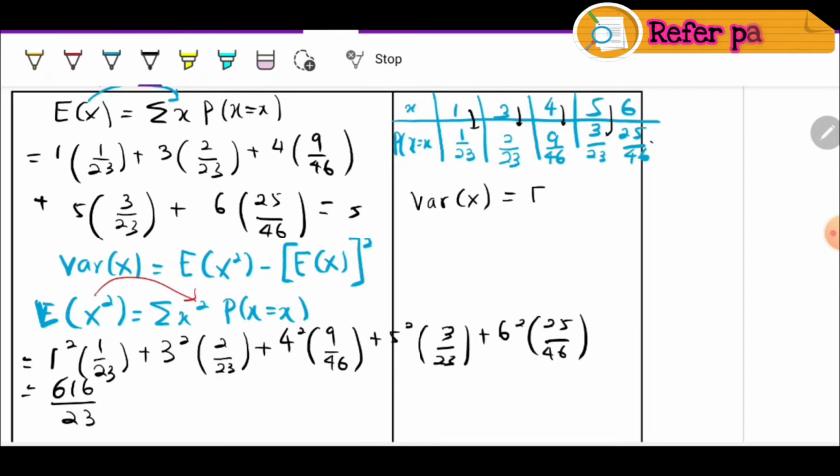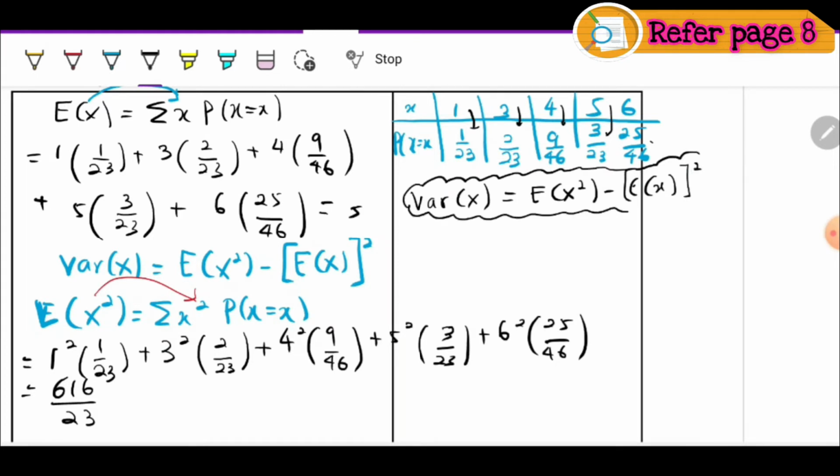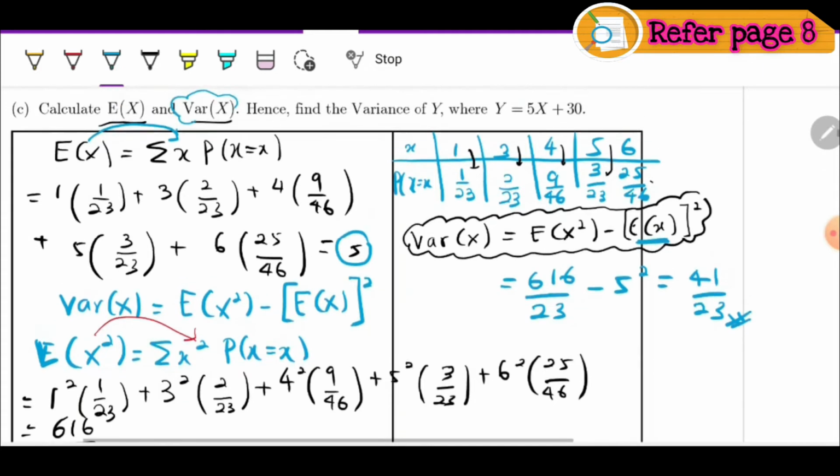Variance of x is equal to E(X squared) minus mean squared. So E(X squared) that we got just now is 616 over 23 minus mean squared. So the mean we got is 5. 5 squared, then the answer is 41 over 23. Okay.